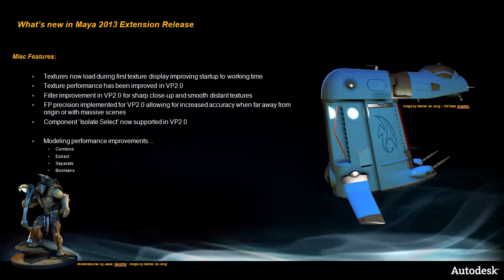And then lastly, in Viewport 2.0, we also have new support for the component isolate select mode. So if you isolate select some faces, you can actually see that now in Viewport 2.0. And then from a performance standpoint, we've done a number of tweaks to some of the modeling tools. So for instance, the combine, extract, separate, and Boolean tools have been greatly improved in terms of their efficiency and performance. They haven't changed in functionality, but they've been rewritten at a lower level to make them work more quickly.